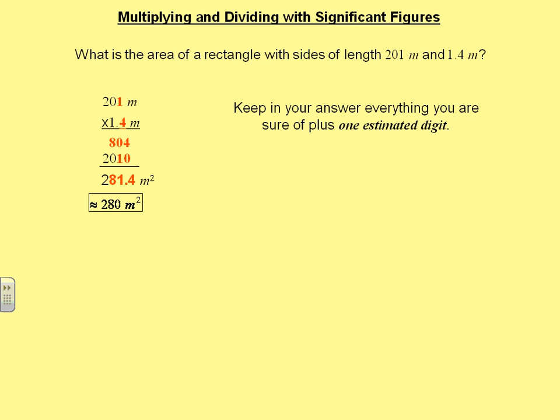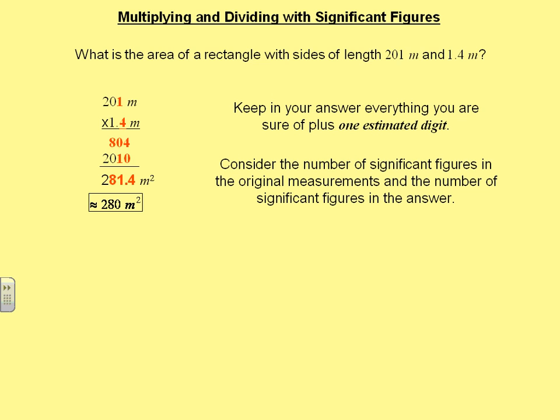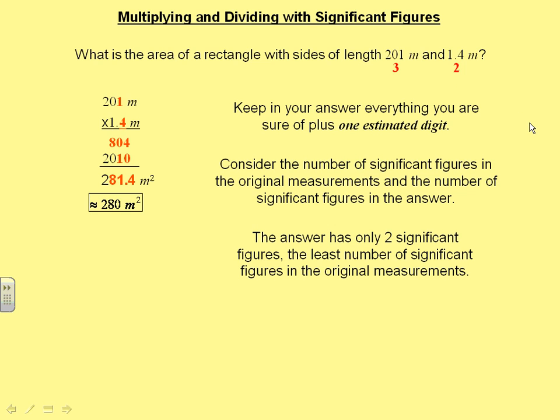Now, what about a more general rule here? Well, let's check out the number of significant figures in each original measurement and compare that to our answer. So 201 meters has 3 sig figs. The 0 counts because it's bounded. 1.4, of course, has 2 sig figs. And look at our answer. Our answer only has 2 sig figs, just like the least number of sig figs in our original measurements. So the answer has only 2 significant figures, the least number in our original measurements.